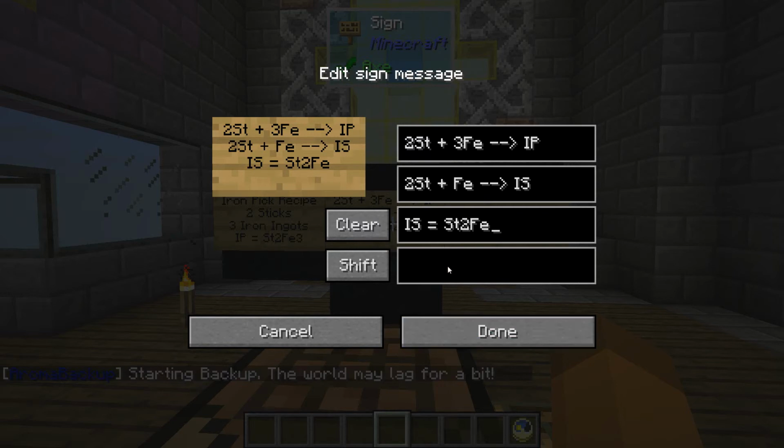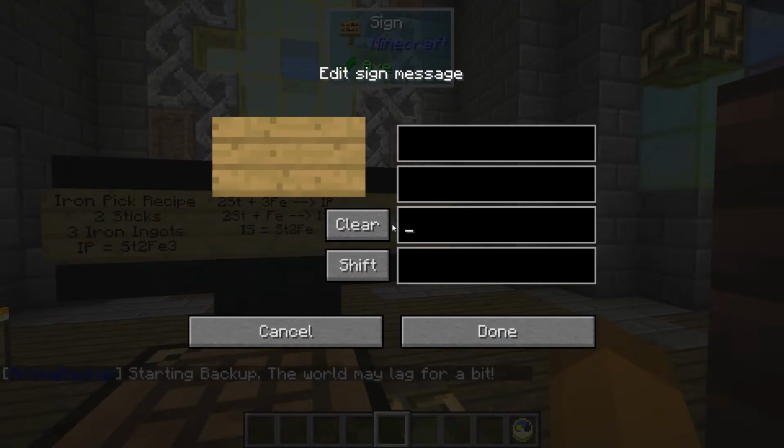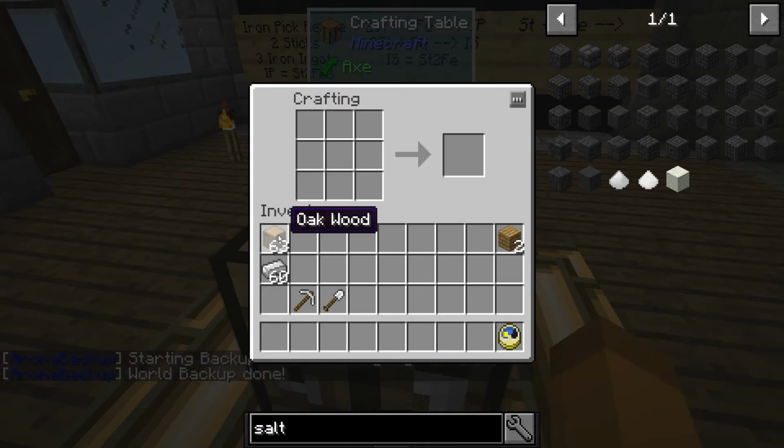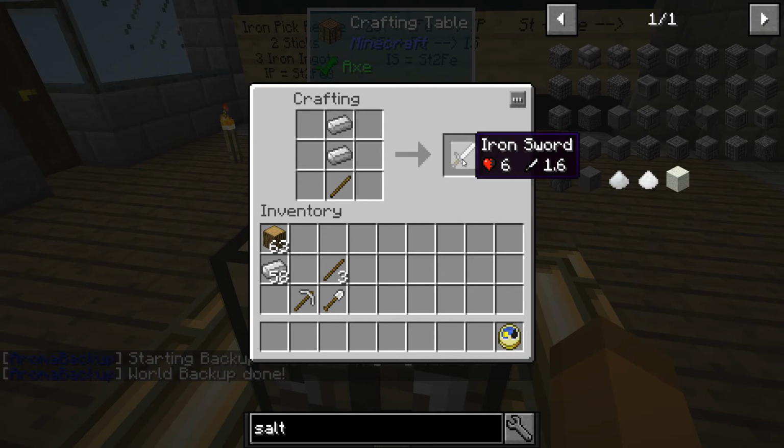We could do similar things for other stick-iron combinations. Like, what happens if we have 1 stick plus 2 iron? What do we get? Well, if we have 1 stick and 2 iron, everyone knows we're going to get an iron sword.